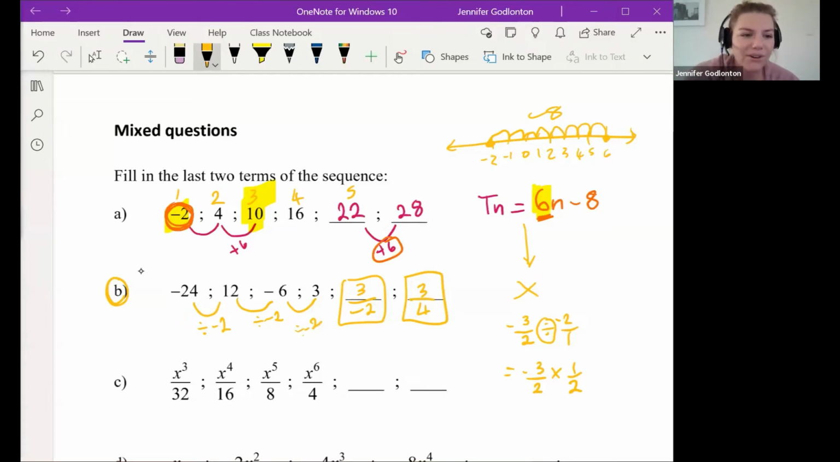Now, if you used your calculator and you got -1.5 and 0.75, that's also completely fine. There's nothing wrong with it. I'm just showing you what it would look like as fractions. But for this one, we definitely wouldn't do a TN because we haven't learned how to do a TN for these just yet.